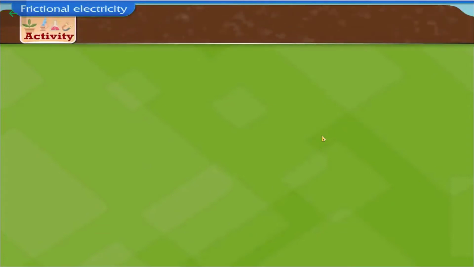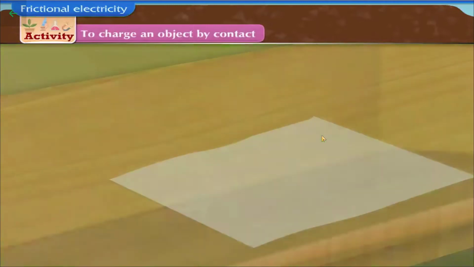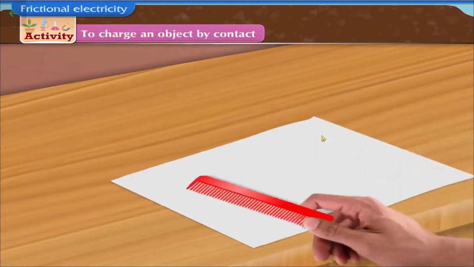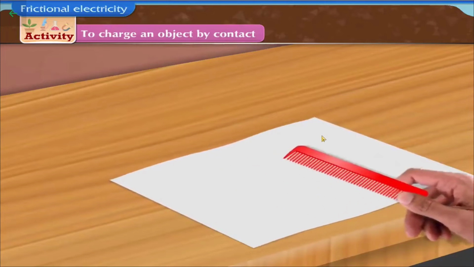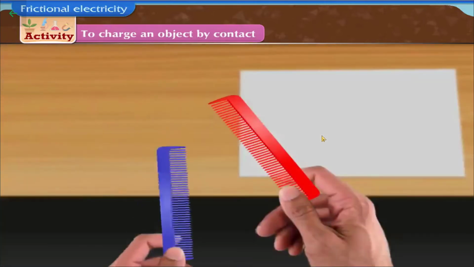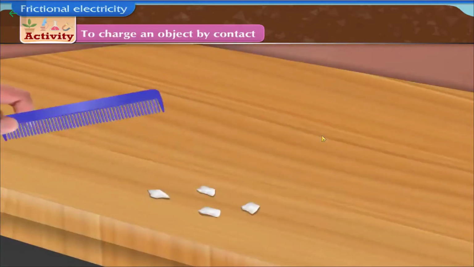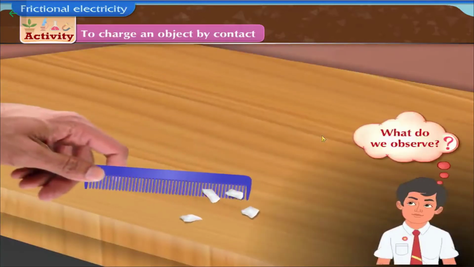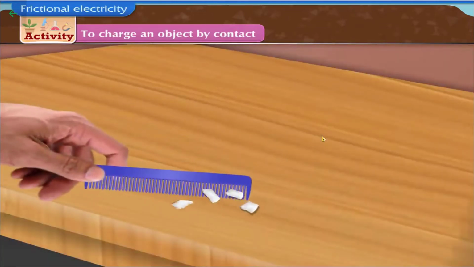Activity. Let us learn the method to charge an object by contact through this activity. Let us first take a plastic comb and rub it against a paper. Now touch this comb with another uncharged comb. Let us take the other comb near some pieces of paper. What do we observe? We see that the comb attracts pieces of paper.